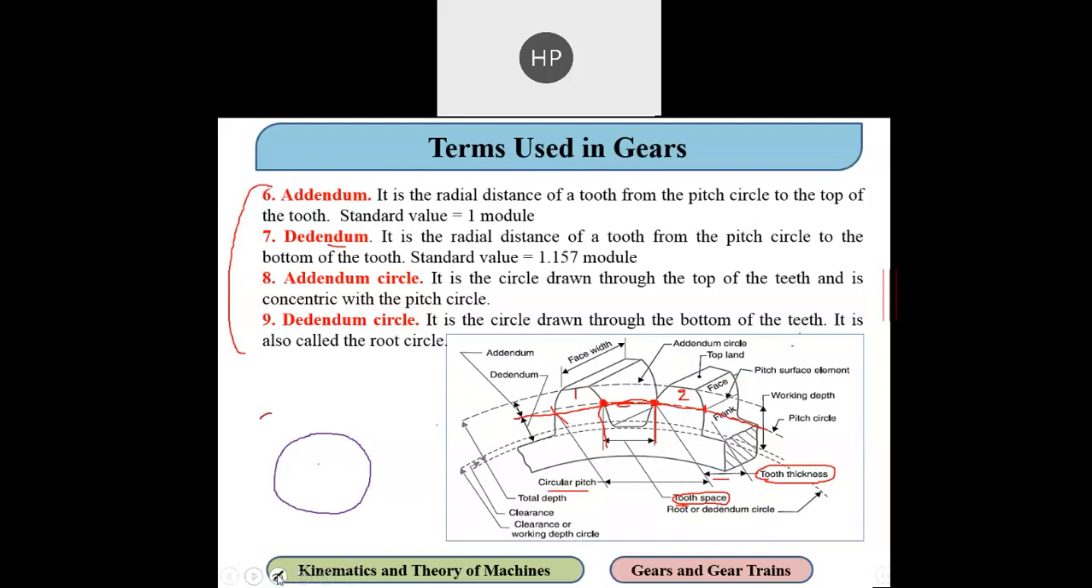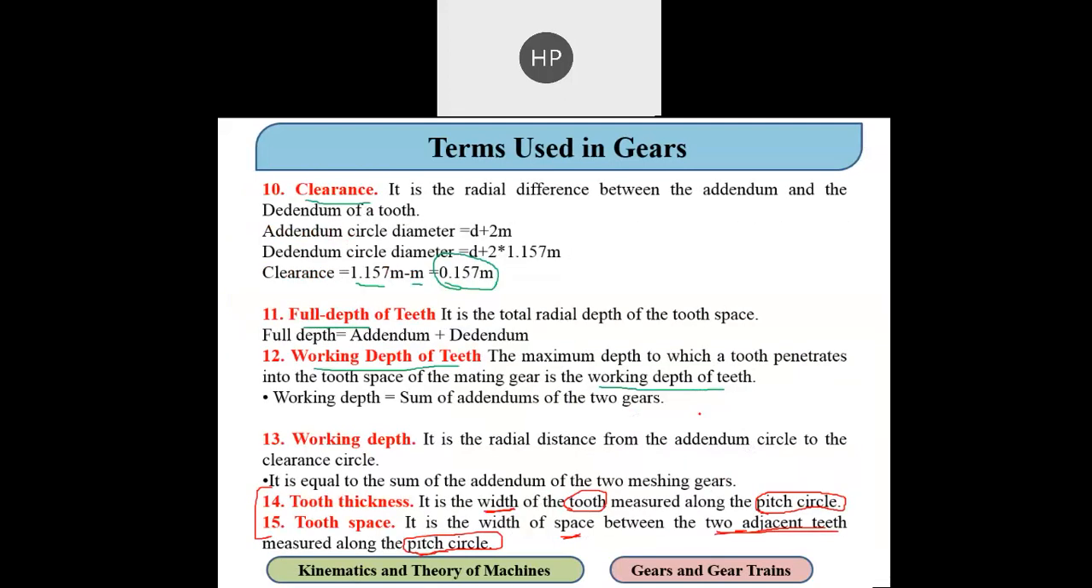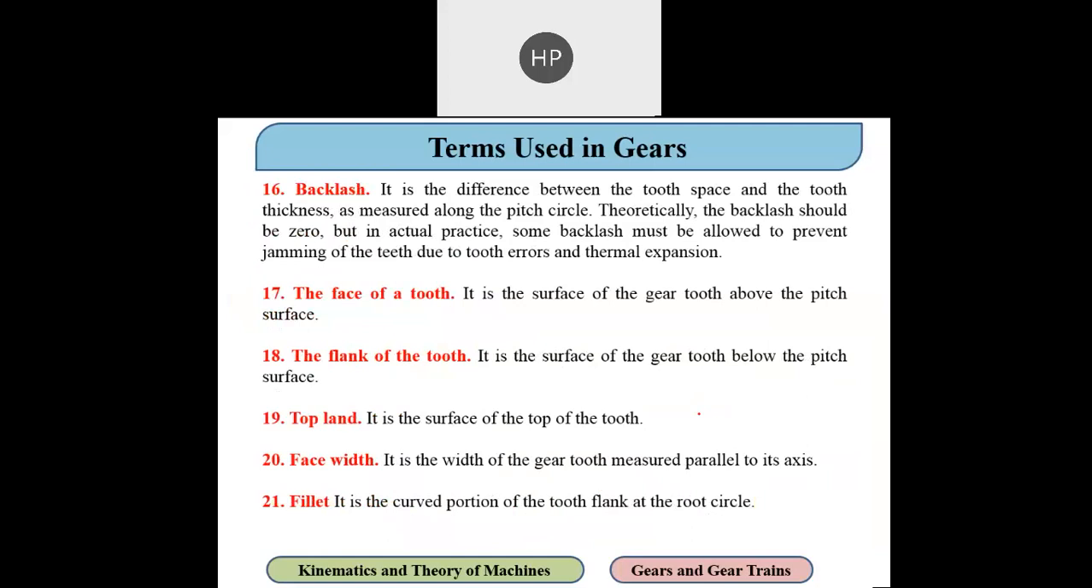If I measure this distance, that gap, then it is known as the tooth space. And if I measure this distance over here, then it is known as the tooth thickness. So these are the two definitions. Then backlash is the difference between the tooth space and the tooth thickness.